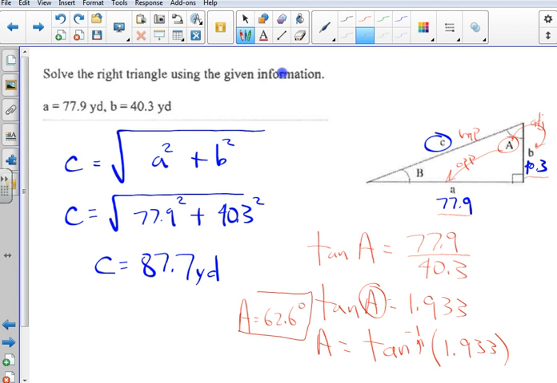And I'm pretty confident with that, so I'm going to take a chance here and just subtract this 62.6 from 90 degrees in order to find B. So that's going to be 27.4, I believe. So angle B is going to be 27.4 degrees. And we already found side C, that was the 87.7 yards. And there's our 3 missing items.